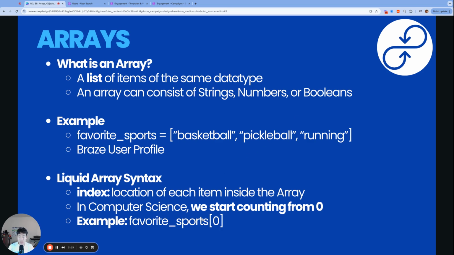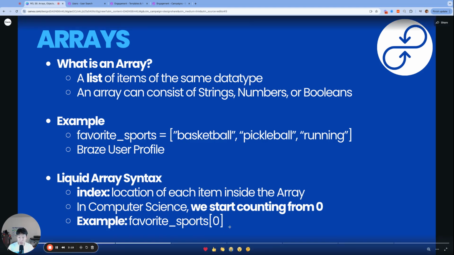So to use array indexes to render each value inside the array, we use square brackets once again, which is the standard across all languages in computer science, including Liquid. In Liquid, it's going to look like favorite_sports, followed by the left square bracket, the index number, and close it off with the right square bracket. Let's take a look at what that looks like in Braze.